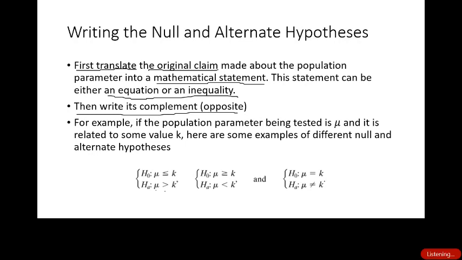If your null hypothesis is mu is greater than or equal to k, then the opposite of greater than or equal to k is less than. So the alternate hypothesis would be mu is less than k. And then if your null hypothesis is mu is equal to k, the opposite of equals is not equals, so the alternate hypothesis would be mu is not equal to k.